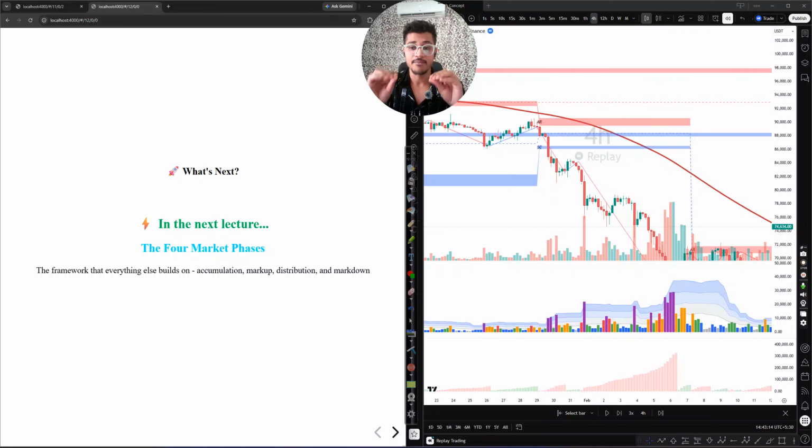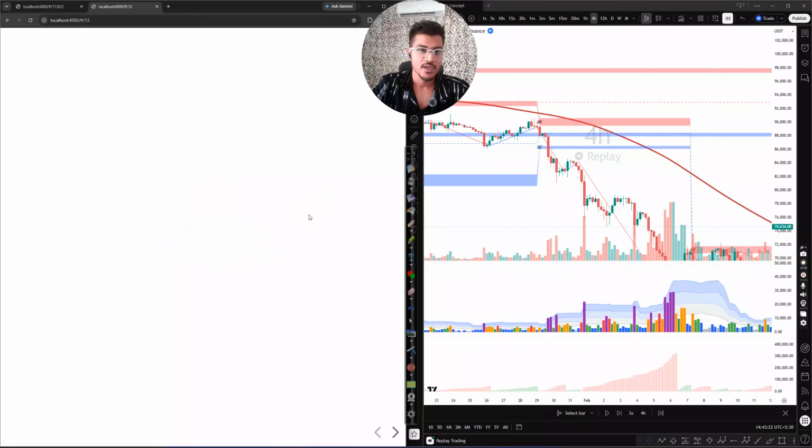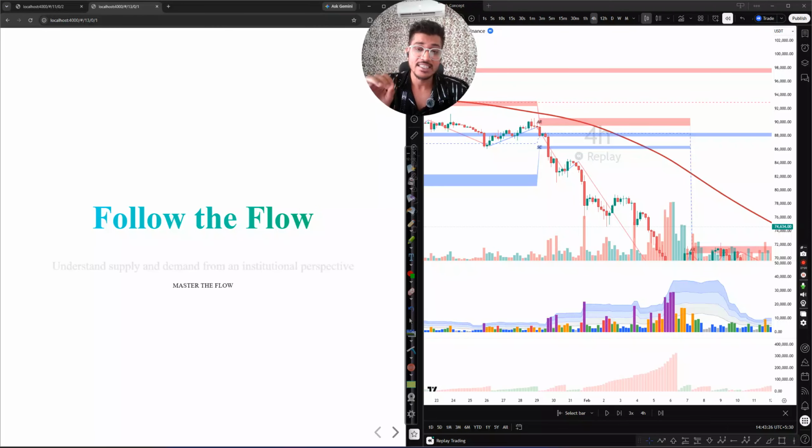at the same time, so that you actually have all the abilities to apply them in the market in real time. Follow the flow and understand supply and demand from an institutional perspective. We need to understand supply and demand from the smart money, institutional, composite operator perspective, and only after that will we master the flow of the market.